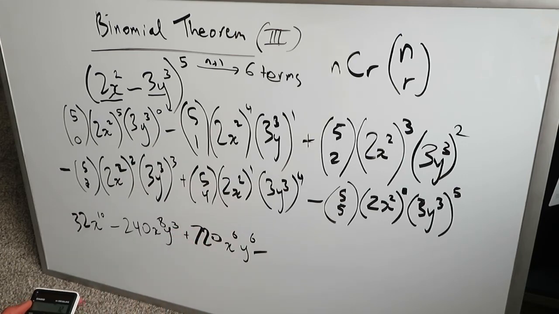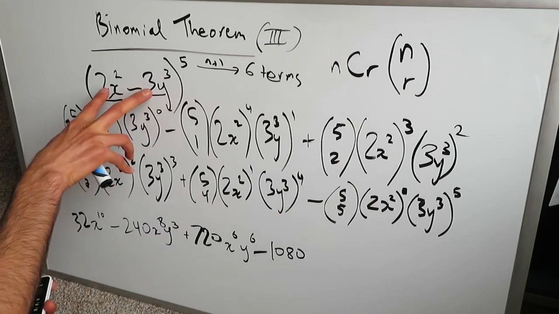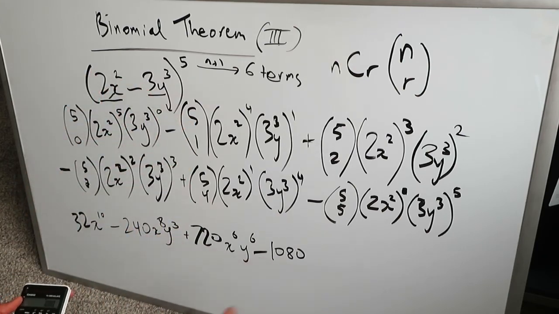But let's do this. 120 divided by 6 divided by 2, that's a 10, times 2 to the power of 2, which is a 4, times 27, which is 3 cubed. I'm getting a 1080. Remember, we're losing the symmetry of our coefficients here only because these two numbers, a and b coefficients, are different. Otherwise, you would have had symmetrical numbers.